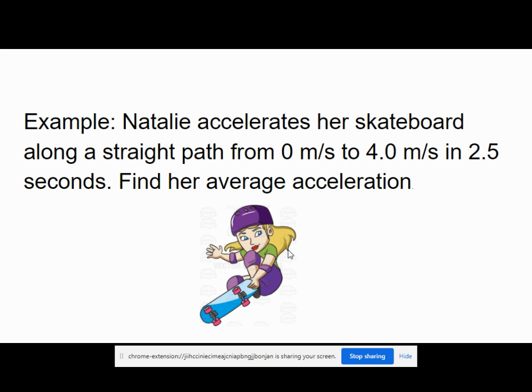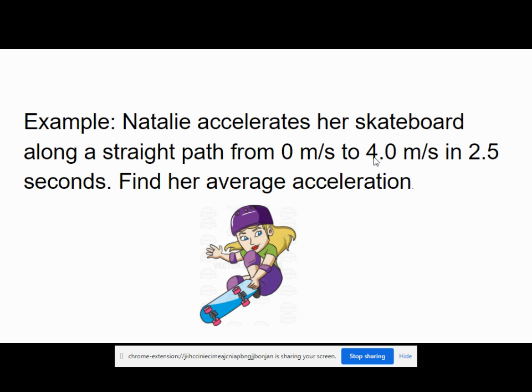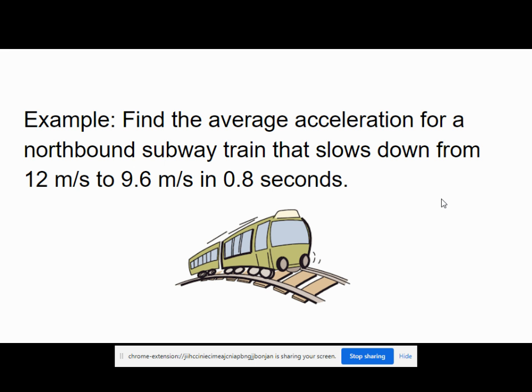So if we take Natalie's acceleration on her skateboard straight along a path for 2.5 seconds, and she reaches 4 meters per second, that means we're taking 4.0, subtracting 0. So 4 minus 0 is 4. And then we divide it by 2.5 seconds. That will give us an answer of 1.6 meters per second squared. So you see how we get there? We just take our 4.0, subtract our 0, and divide it by 2.5.